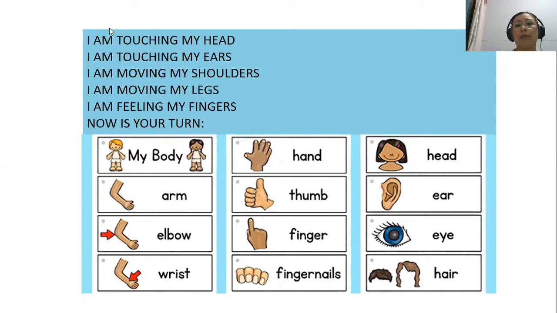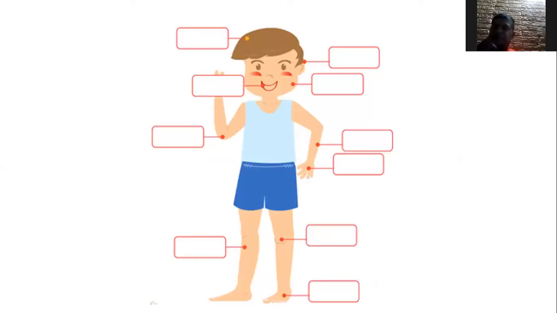And I have here some examples. I'm touching my head. I'm touching my ears. I'm moving my shoulders. I'm moving my legs. I'm feeling my fingers, right? So now it's your turn. But in this case, we are not going to work that way because we are not watching each other physically. So what I want you to do is please take a picture of this drawing and try to write the right names of the parts of the body, okay? So if you can take a picture, I'll appreciate that and I'll send it to you, okay?